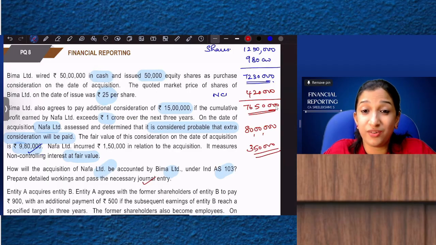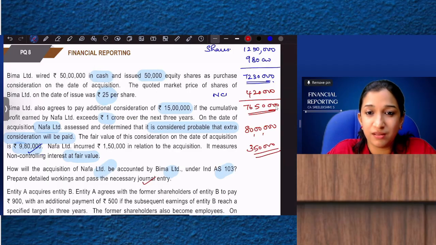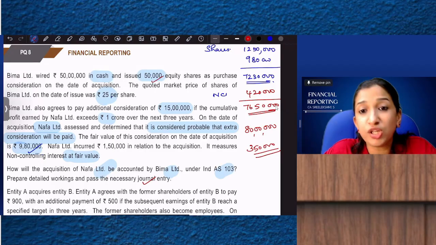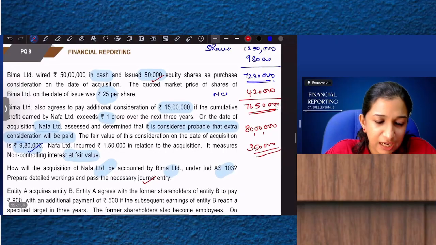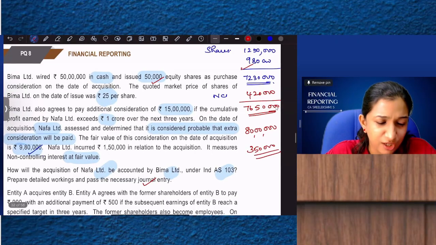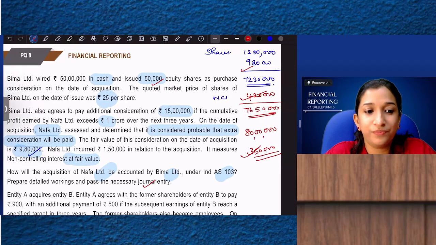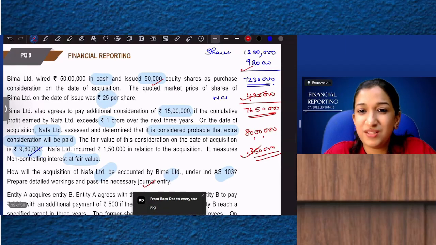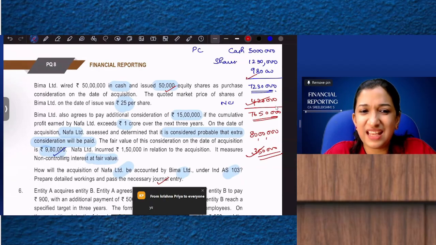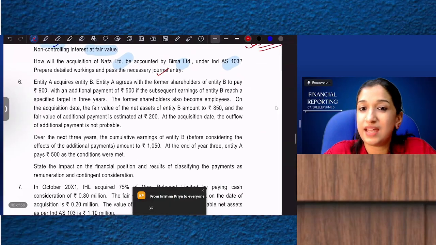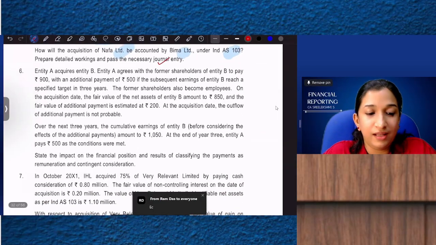So what is the journal entry? Easy. Net assets debit 80 lakhs. To share capital, number of shares 50,000 into 10. 50,000 into 15 securities premium. To contingent consideration payable. To cash. Then to NCI. To bargain purchase gain. Yes or no? As I said, just because it is a new question I read, otherwise nothing great.